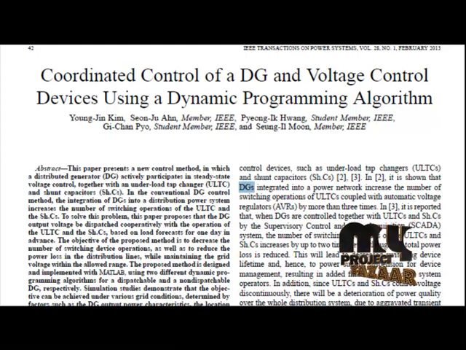This is a new control method in which a distributed generator, that is DG, actively participates in steady state voltage control together with an under load tap changer, ULTC, and shunt capacitors, SHCs, to decrease the number of switching device operations as well as to reduce the power loss in the distribution lines while maintaining the grid voltage within the allowed range.